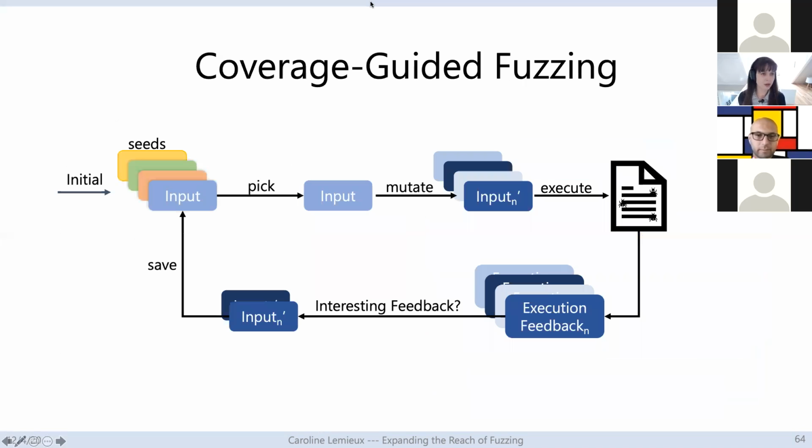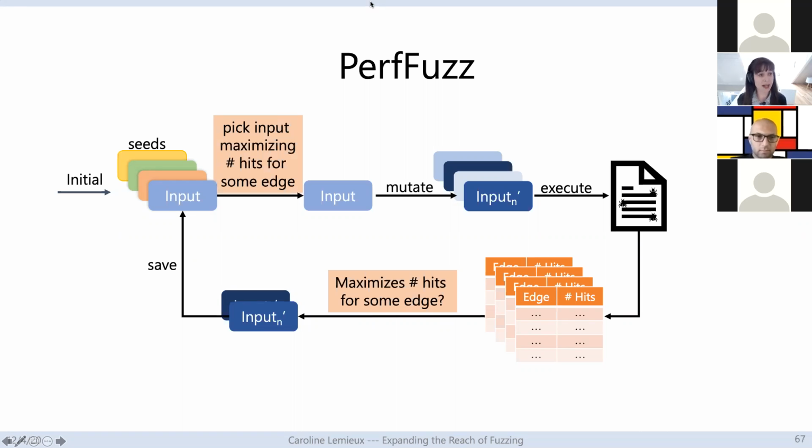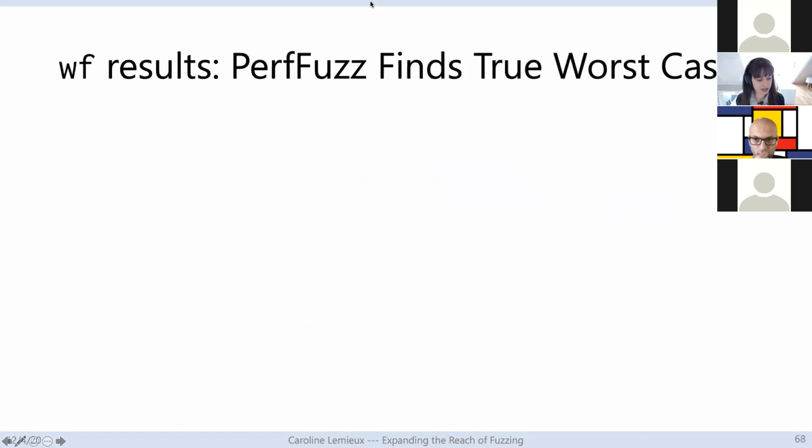And this is exactly what we did in PerfFuzz. Instead of looking at coverage feedback, we instrumented the program so it would keep track of the exact hit counts to each edge in the control flow graph. And then we saved inputs that maximized the number of hits for some edge, right? So if you hit edge A 4 times or like 400 times, and what you saw before was 3, either way, you save that input. And then you choose to mutate inputs that maximize the hit counts for one of those edges. And what we found is this actually effectively found the true worst case.